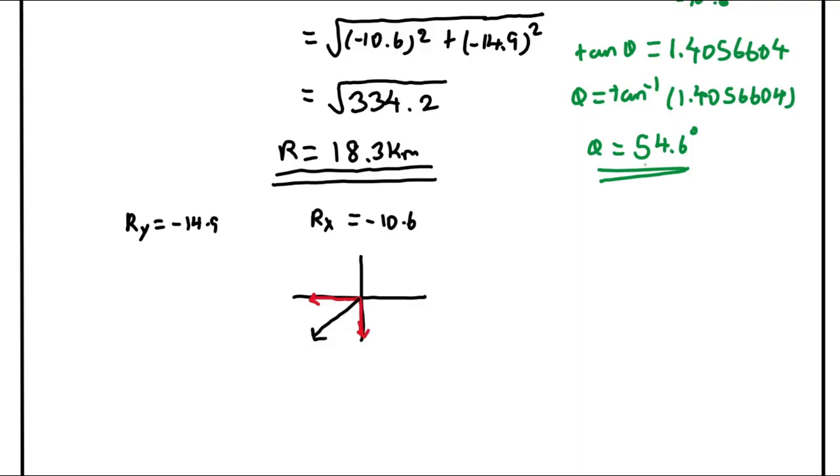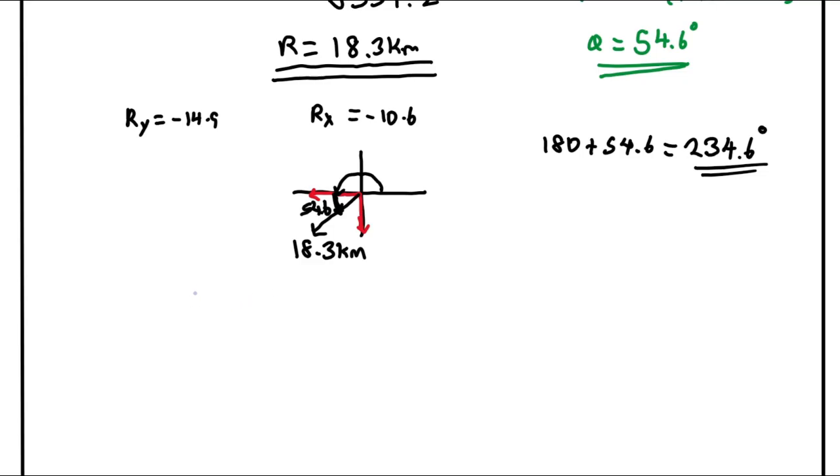Now, the angle 54.6 degrees is this one. It's always next to the x-axis. So that's our angle, 54.6. And the magnitude of this vector is 18.3 kilometers. So the actual angle, if we measure from the positive x-axis, will be 180 plus 54.6 degrees.